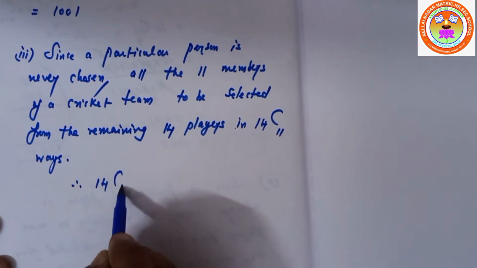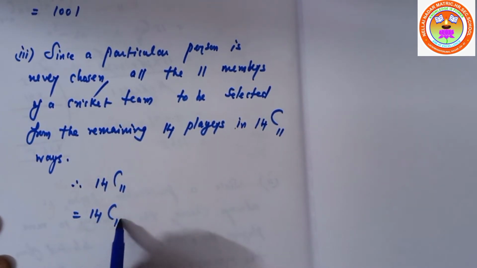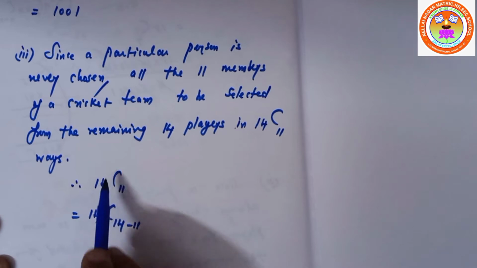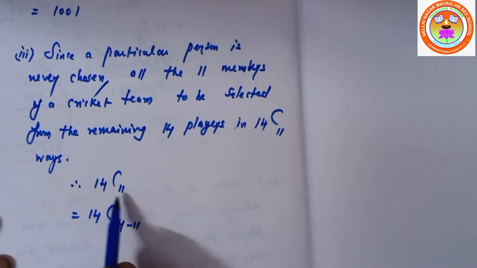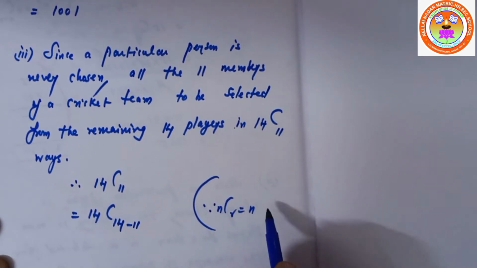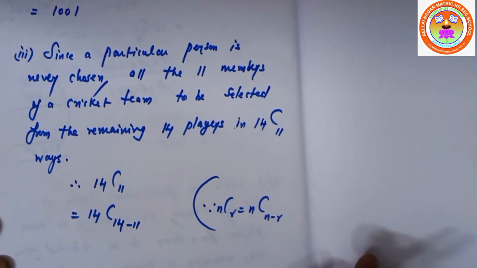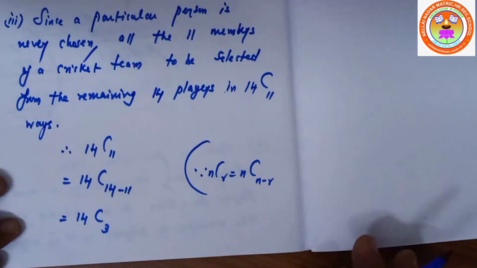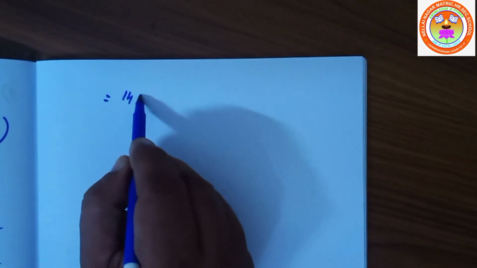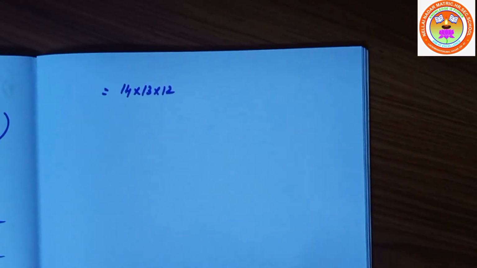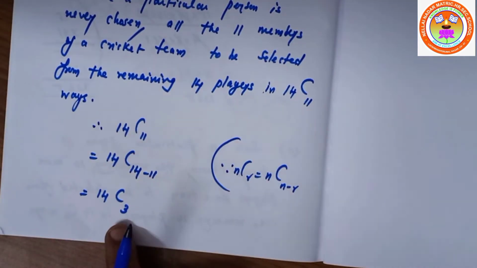Therefore, 14C11 that is equal to 14C 14 minus 11. So what form it is? nCr. nCr that is equal to nC n minus r, that is 14 minus 11. I write the property again, since nCr that is equal to nC n minus r. That is equal to 14C, 14 minus 11 is 3, 14C3. You know how to write 14C3? Start with the 14, keep on reducing 1, 14 becomes 13, 13 becomes 12, only 3 numbers in the numerator because the value of r is 3.